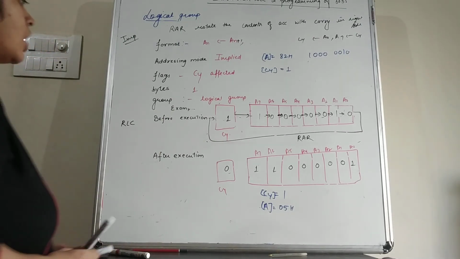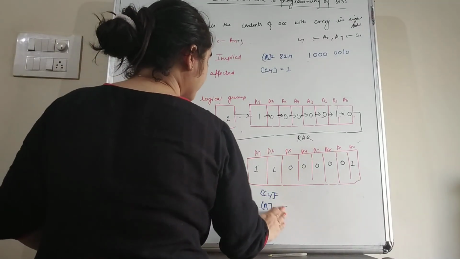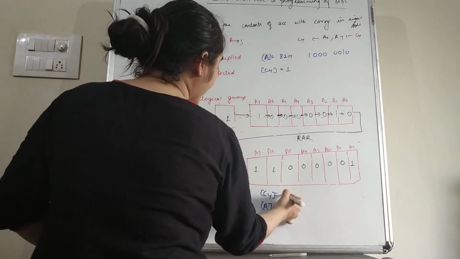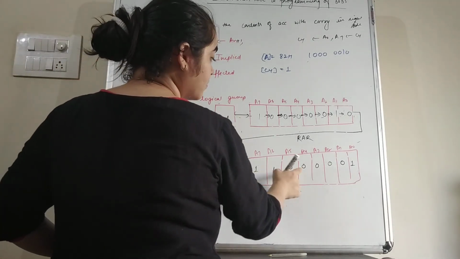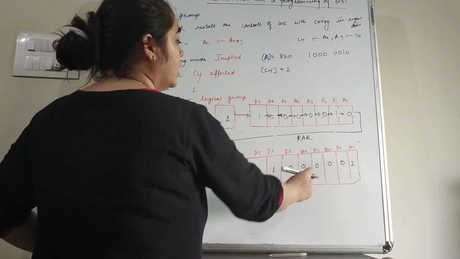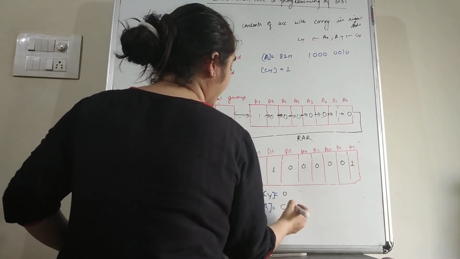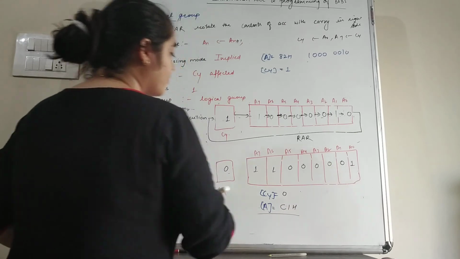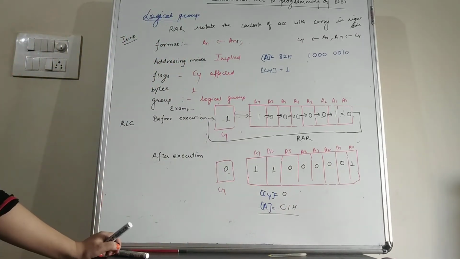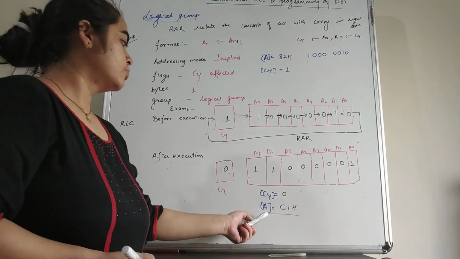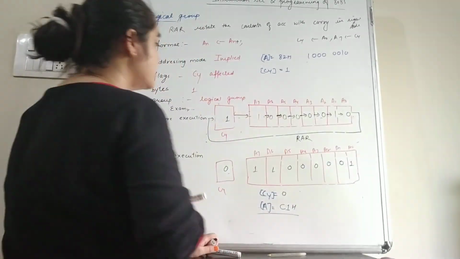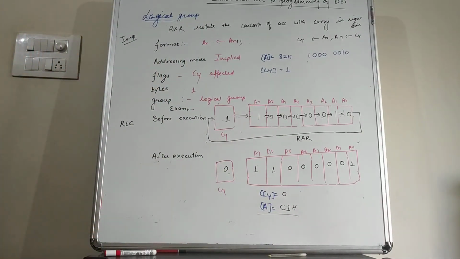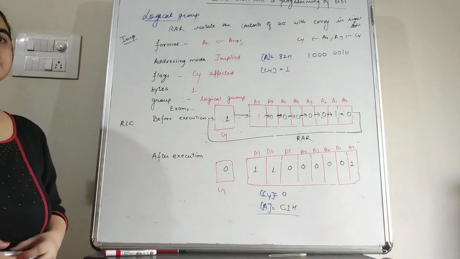So the final output after the execution of this program is Cy equal to 0 and the value of accumulator is 1100, that means C, next is 0001, that means 1. So the result after executing RAR, the result in the accumulator is C1H and the carry flag is reset according to the instruction RAR. So this is all about the logical group.